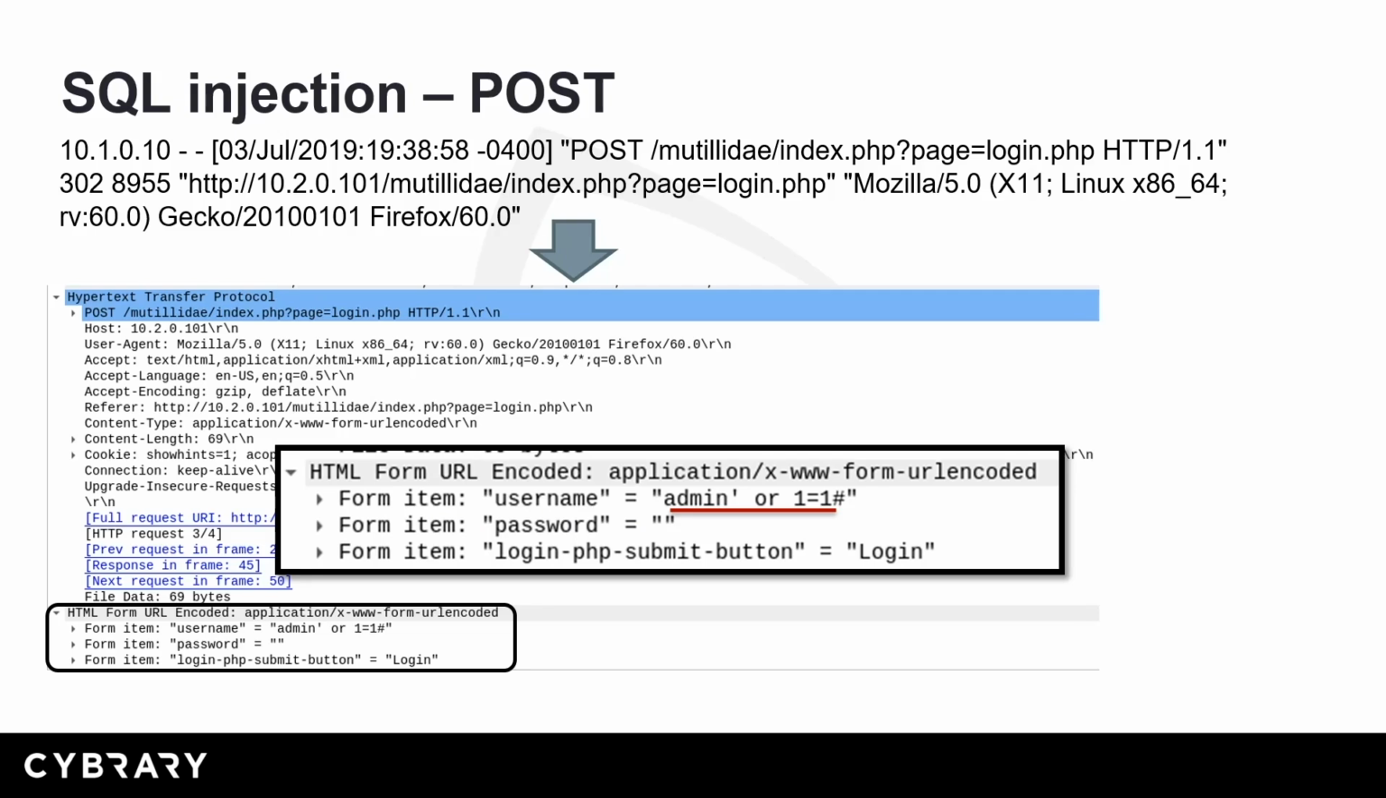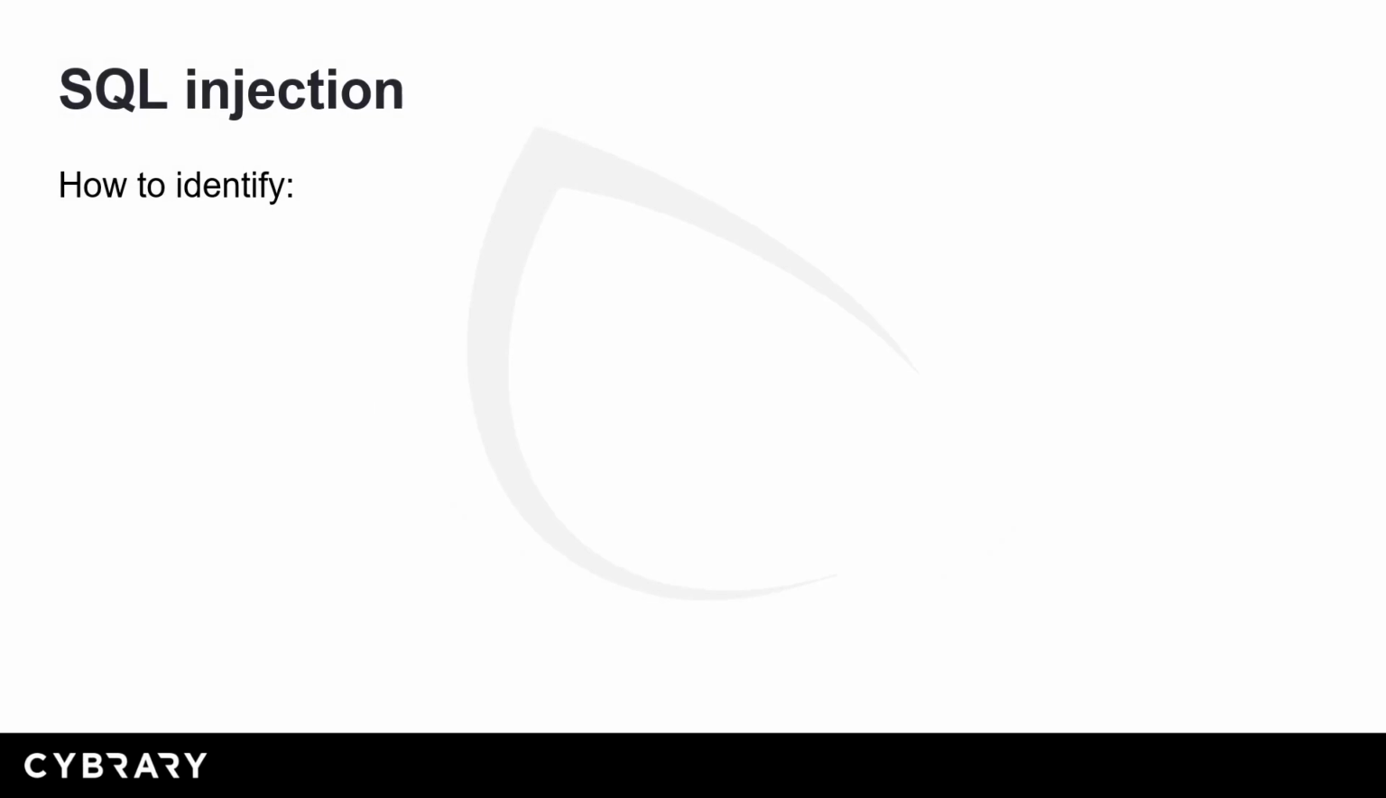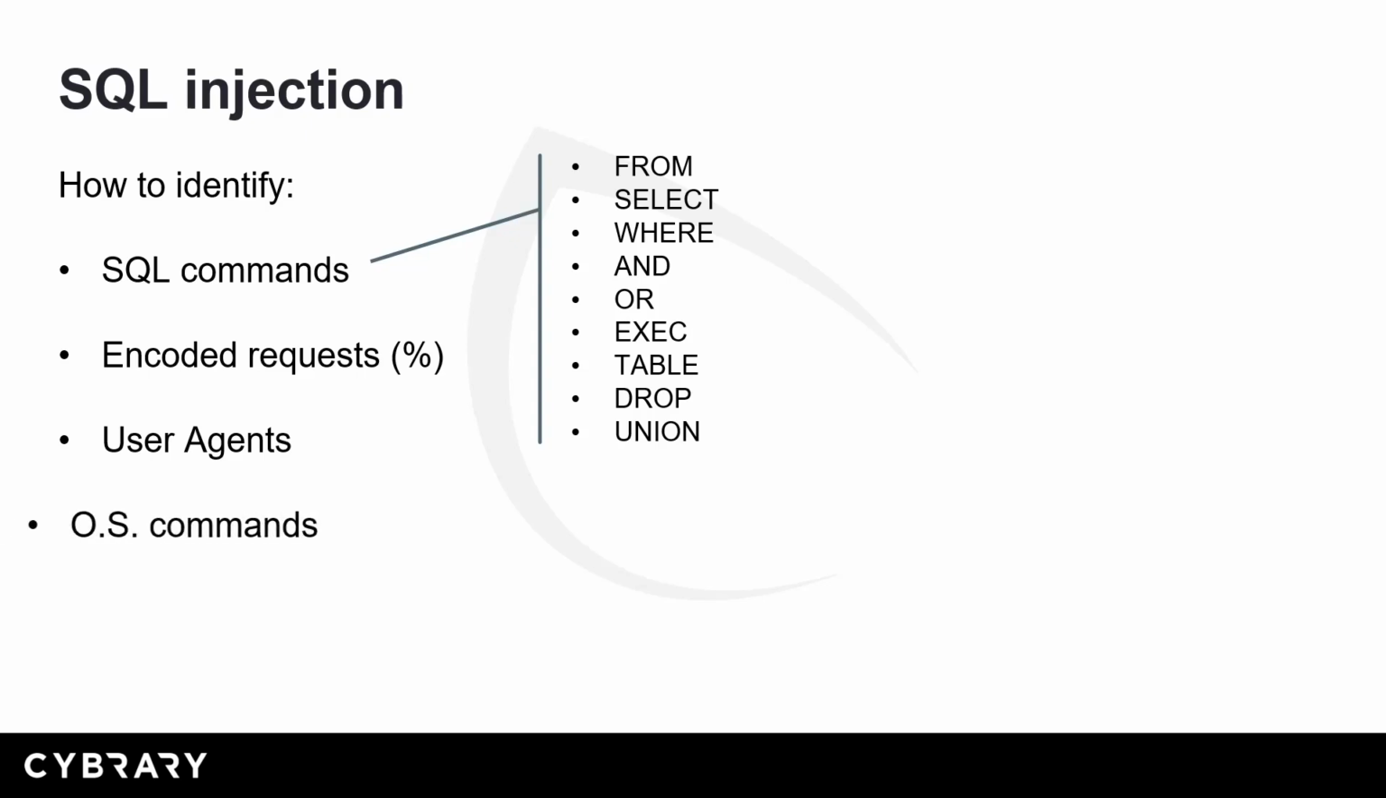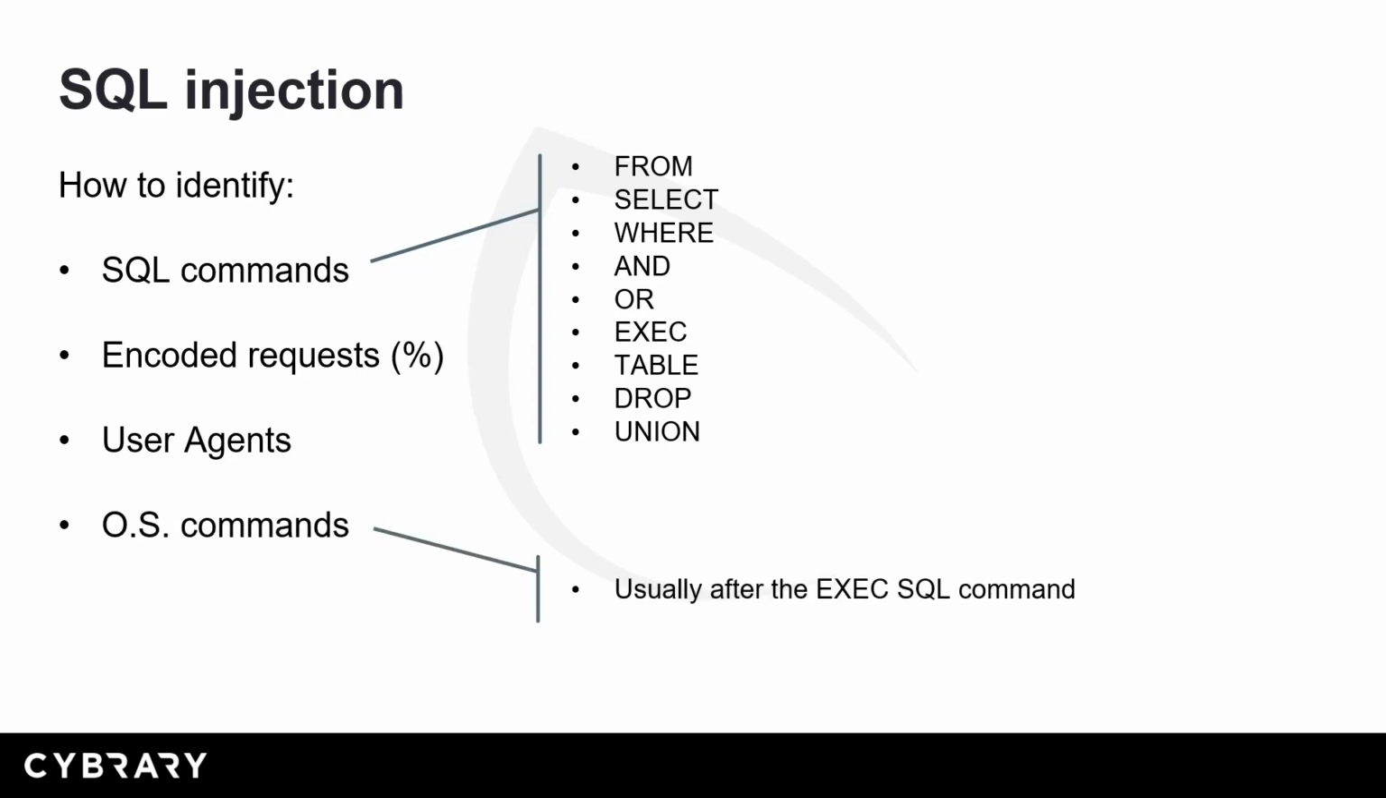To summarize, how do you identify SQL injection? First, SQL commands like from, select, where, and others. Look for encoded requests. Also, remember to look for user agents and operating system related commands or words. Now, let's do some post-assessment questions to practice.